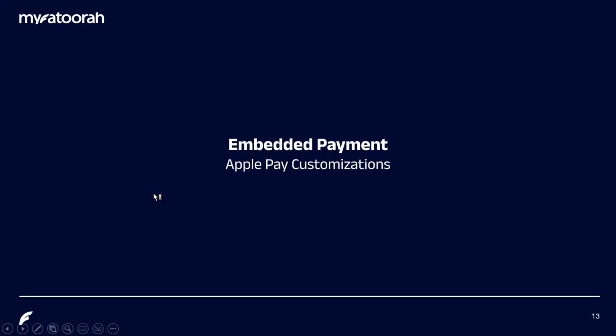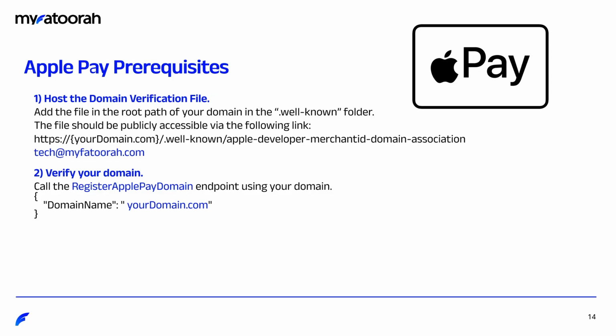Next, let's move to Apple Pay. A prerequisite to use Apple Pay is that you have to verify your domain. Host the domain verification file in the directory .well-known in the root path of your domain. You should get the file from the technical support team of MyFatoorah. Once you have done this step, please call the register Apple Pay domain endpoint from MyFatoorah APIs. After getting a 200 status code from the endpoint, you can now use Apple Pay successfully on your website.